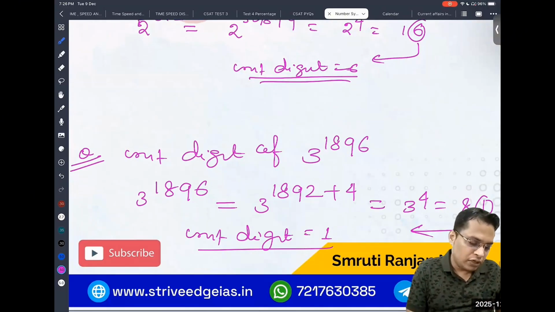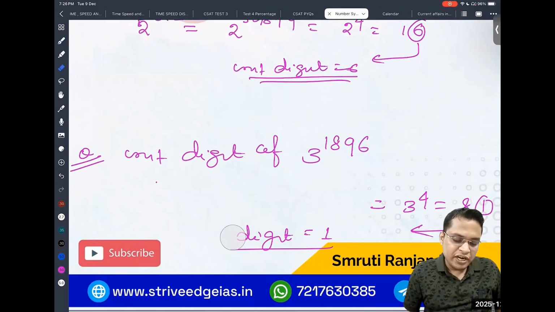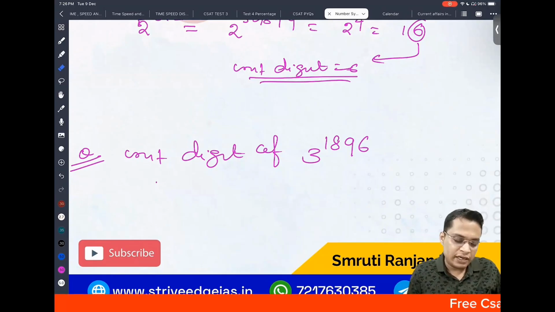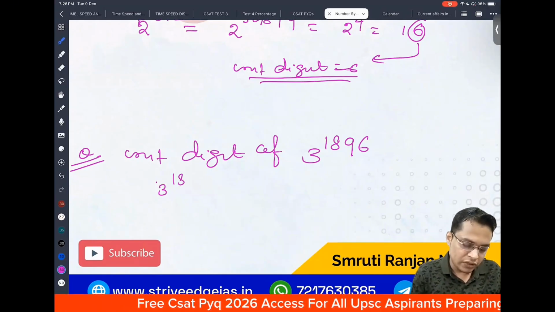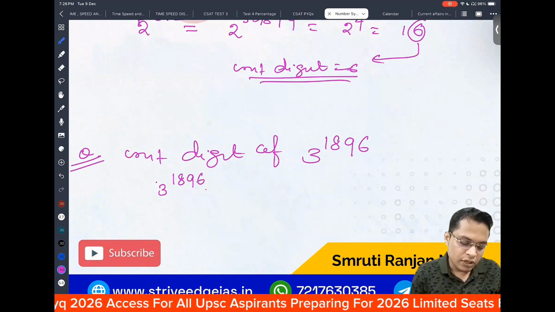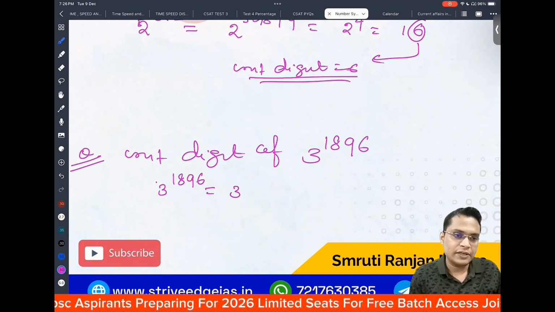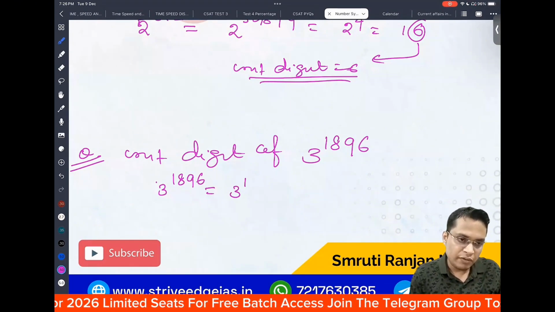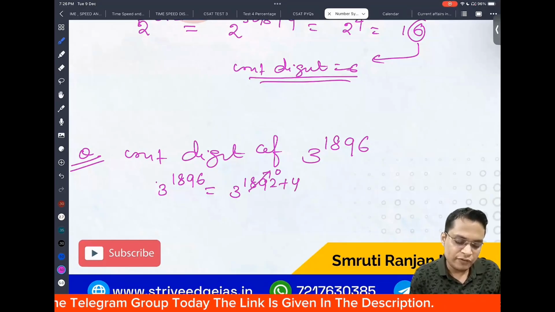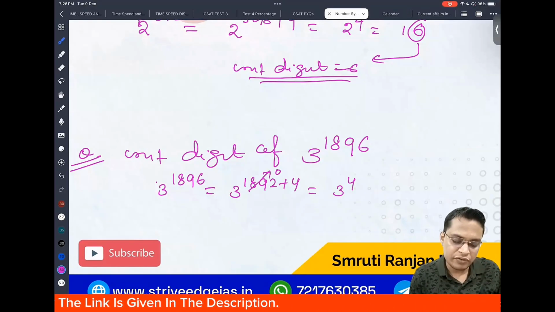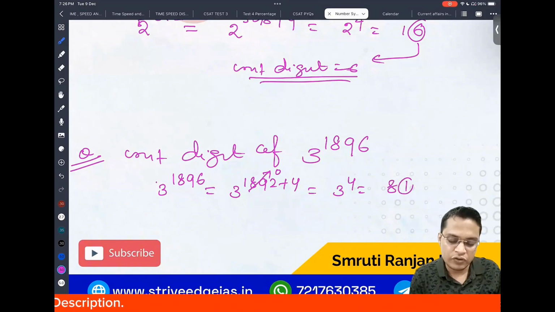Next important question: find the unit digit of 3 to the power 1896. Again we'll convert that into a multiple of 4 plus something. I can write this as 3 to the power 1892 plus 4. This is also divisible by 4, so we eliminate that. 3 to the power 4 is 81, so the unit digit is 1.